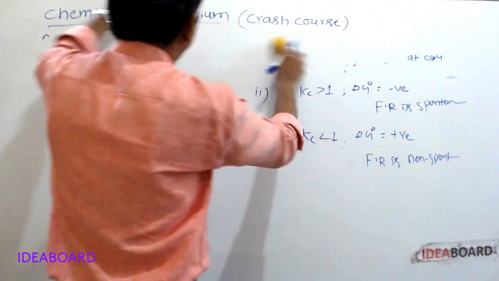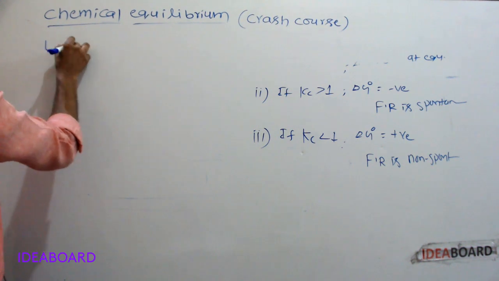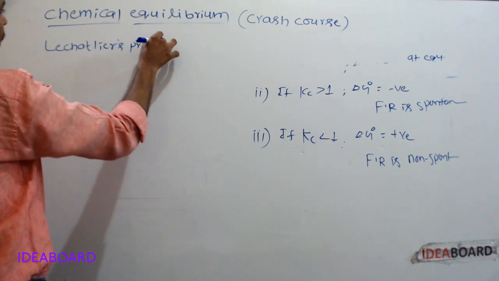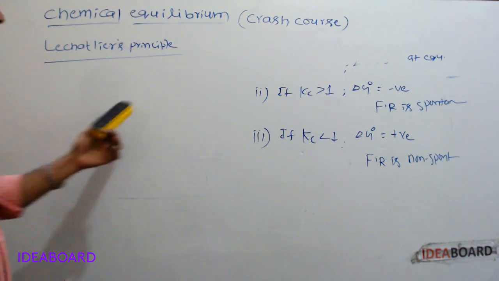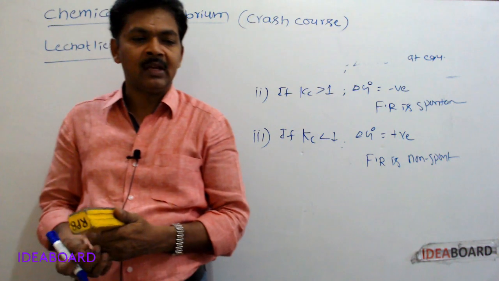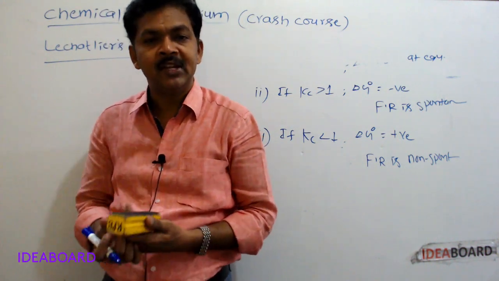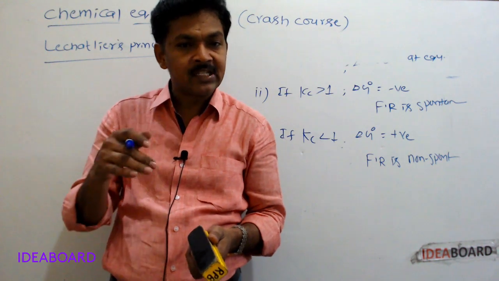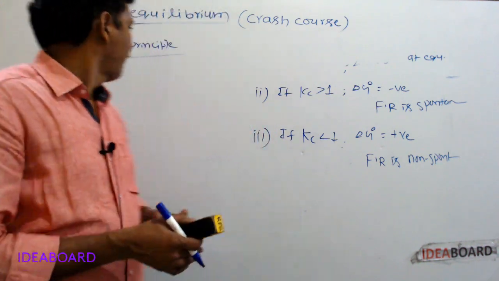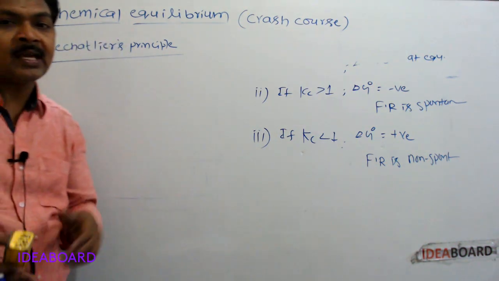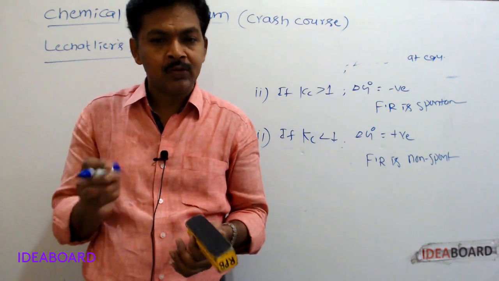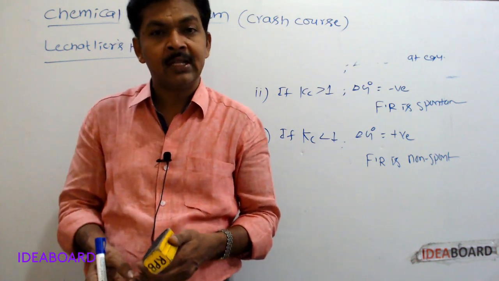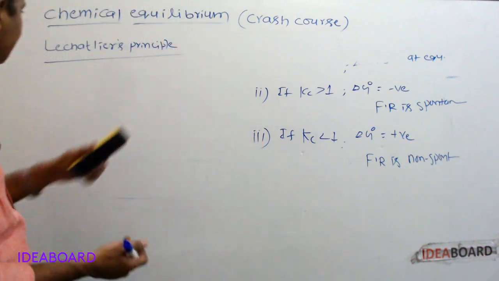Next, Le Chatelier's principle. Le Chatelier's principle is: if a chemical reaction at equilibrium is subjected to a change in temperature, pressure or concentration, then the equilibrium shifts in the direction in which the effect of the change is reduced or nullified. That is Le Chatelier's principle.